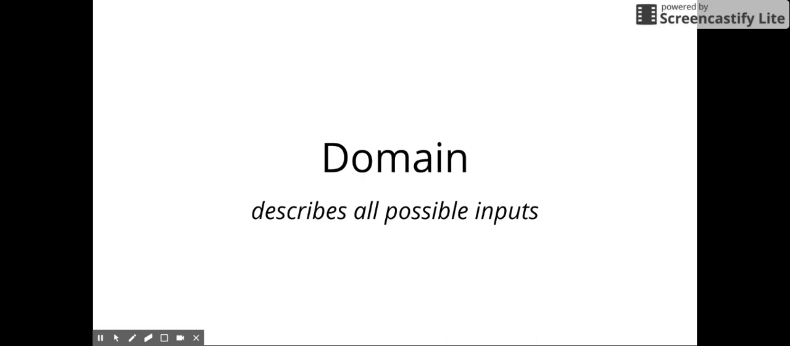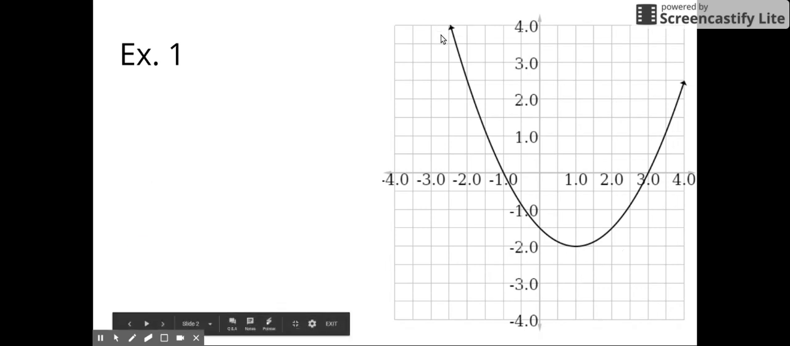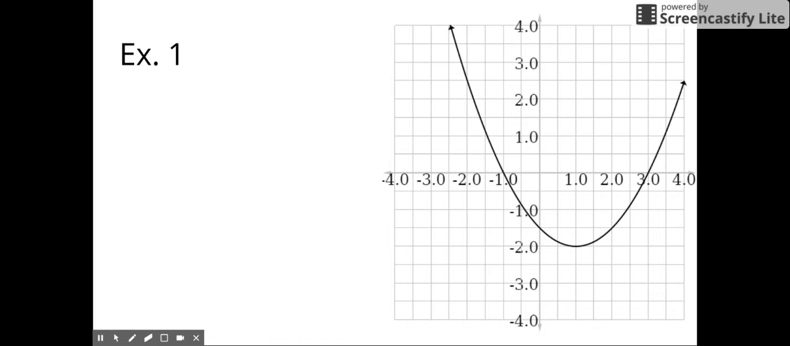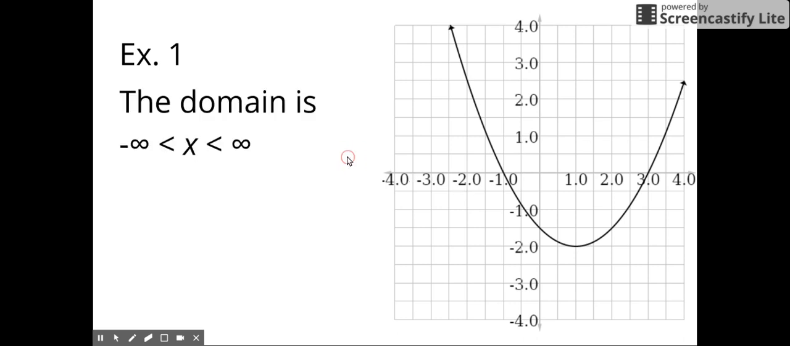The domain of a graph is describing all possible inputs. Oftentimes, when I look at a graph, I think about how far left and how far right the graph extends. So let's look at an example. In this case, we have arrows on either side of our graph, which means our graph continues beyond what we see. And so in that case, that means our inputs are pretty much every number. And so the way we would write that is from negative infinity to infinity.